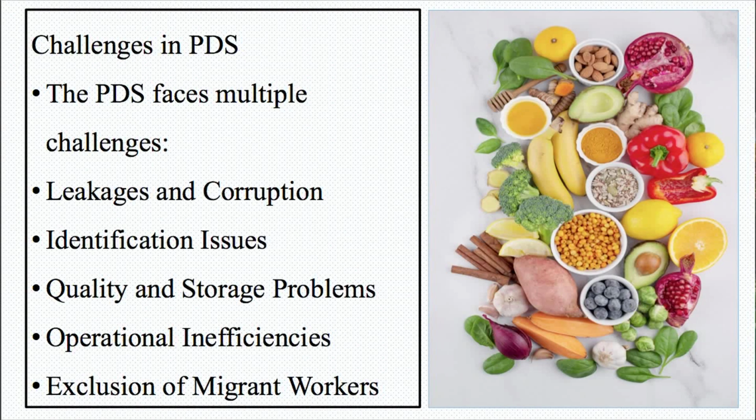Identification errors, both inclusion and exclusion errors, are very much there in the system, and they create different kinds of hurdles in the proper implementation of the public distribution system.